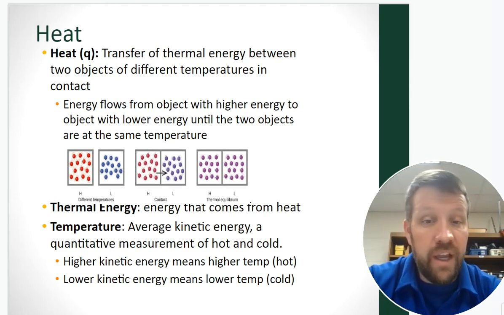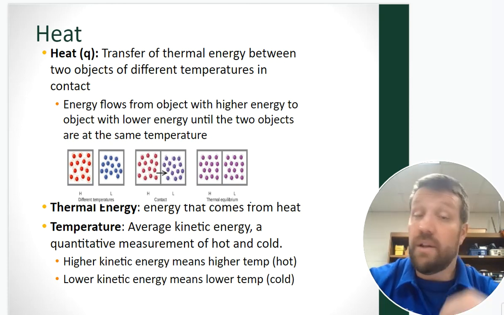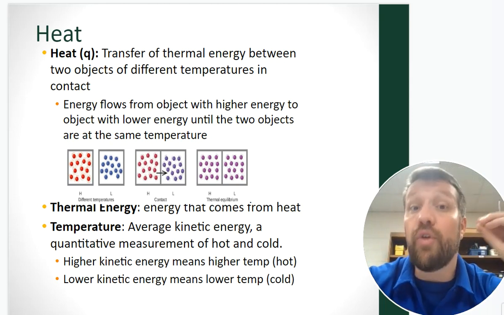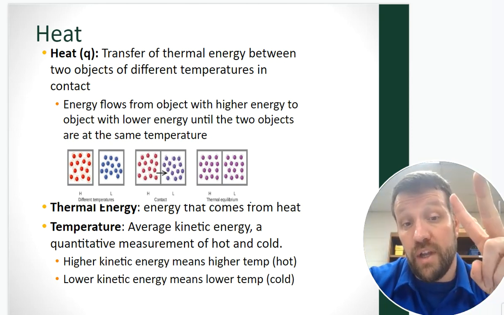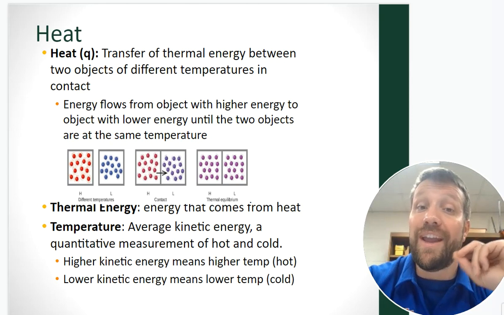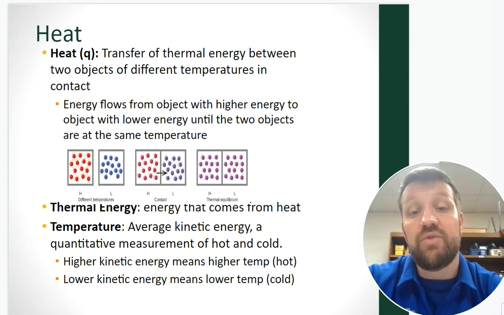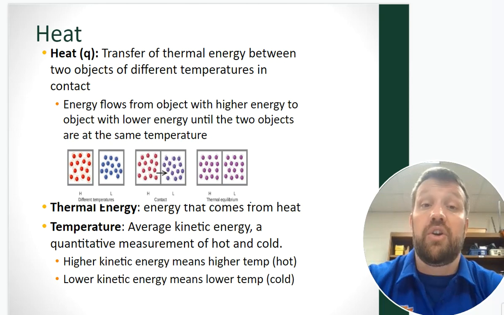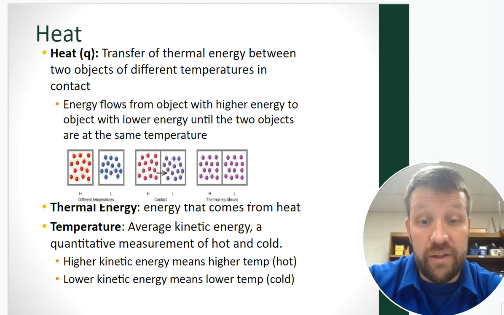Again, heat, Q here, is a transfer of thermal energy between two objects of different temperatures in contact. That's our basic definition, and something I want to hit fairly specifically, so I'm going to say it one more time. Heat, thermal energy, Q: heat is a transfer of thermal energy between two objects of different temperatures that are in contact. Energy is going to flow from objects with higher energy to objects with lower energy. Meaning, in terms of thermal energy, hotter objects are going to transfer thermal energy through heat to cooler objects.